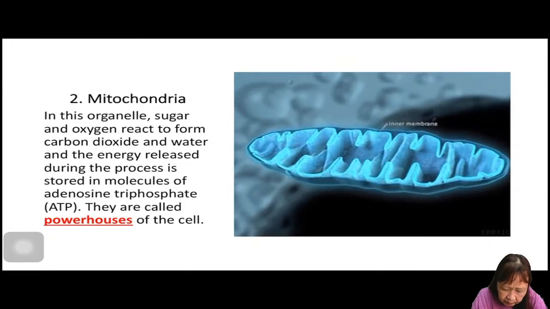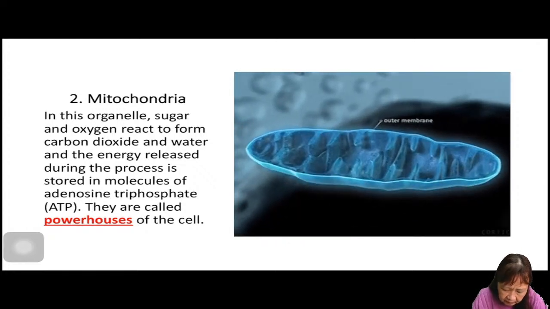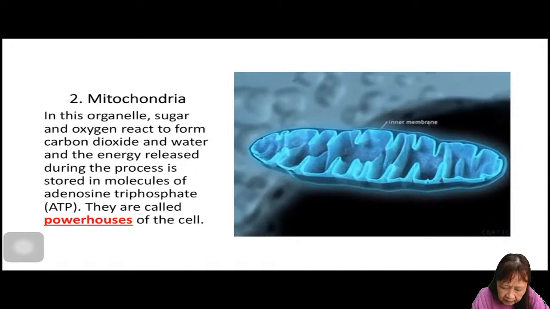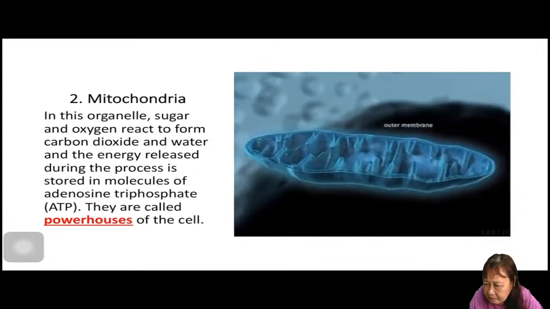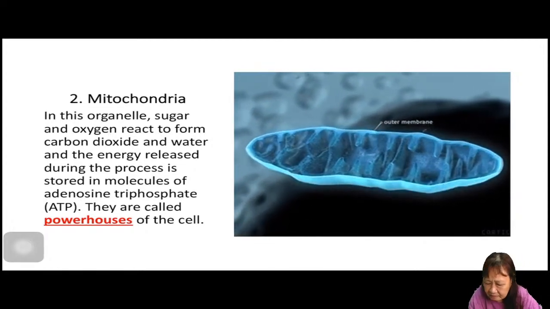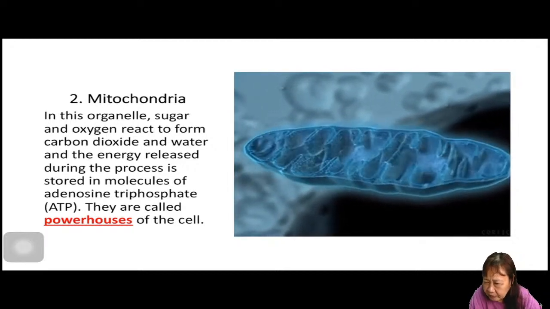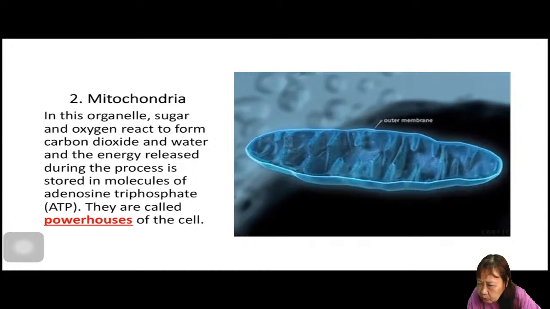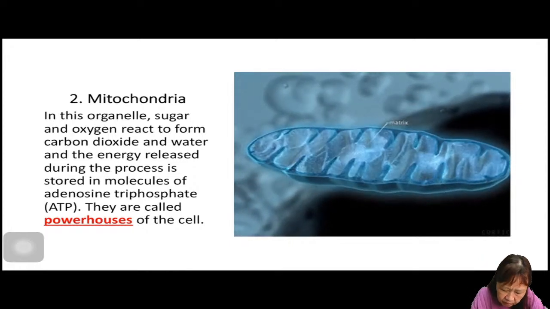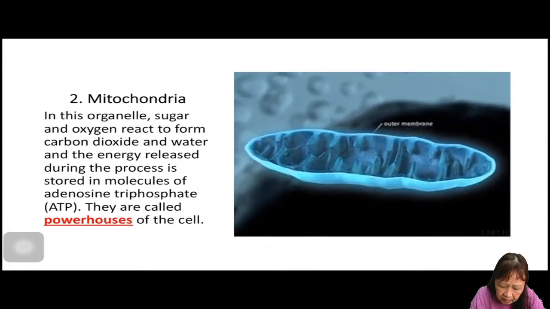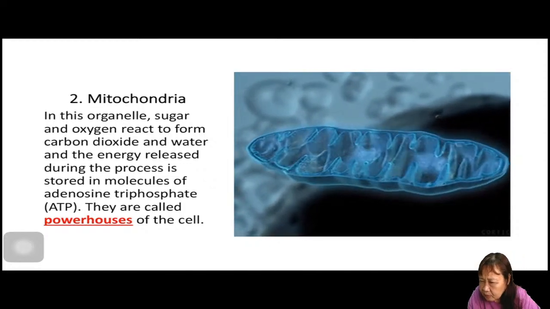When water and carbon dioxide combine or react, when carbon dioxide and water are formed, when sugar and oxygen react, what is released? Anybody? What is released? Okay, very good, Mr. Butter. I will give you 2 points. The answer is ATP or adenosine triphosphate. So this is the energy released and is stored in the molecules of ATP or adenosine triphosphate.